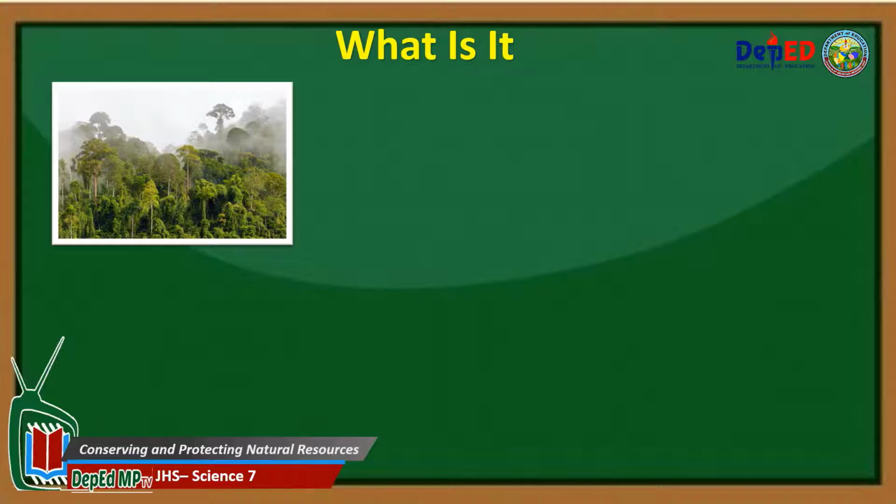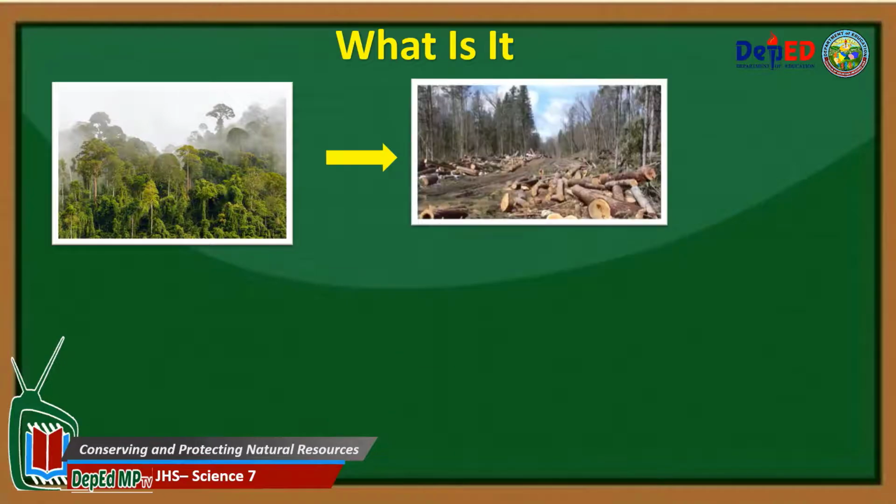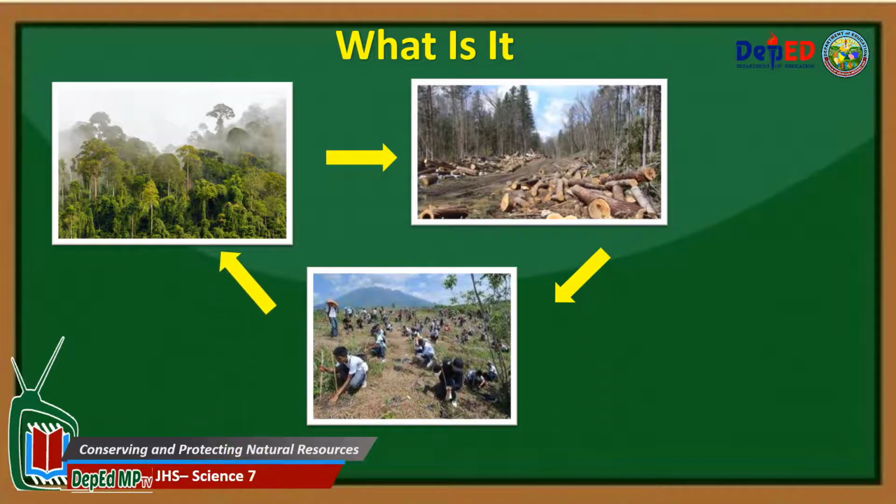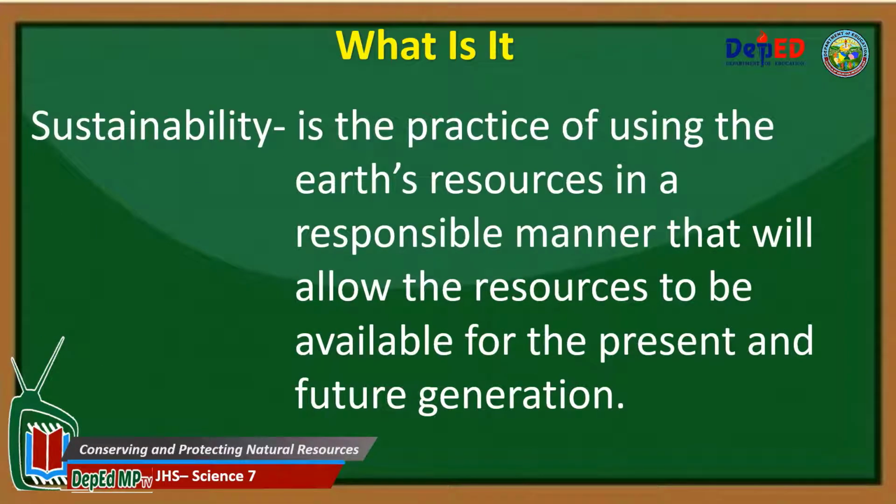Renewable resources can be exhausted by irresponsible human activities such as too much logging of trees in the forest. But if we allow the forest to recover before we start logging the trees again, our forest will be here for a long time and provide our needs. This is what sustainability is all about. Sustainability is the practice of using the Earth's resources in a responsible manner that will allow the resources to be available for the present and future generation.